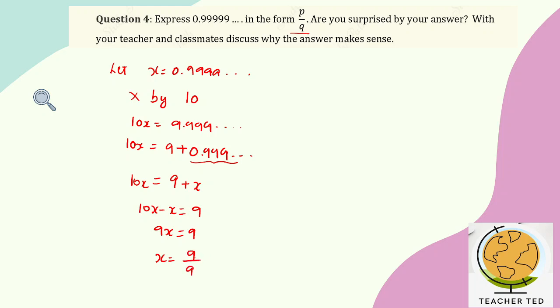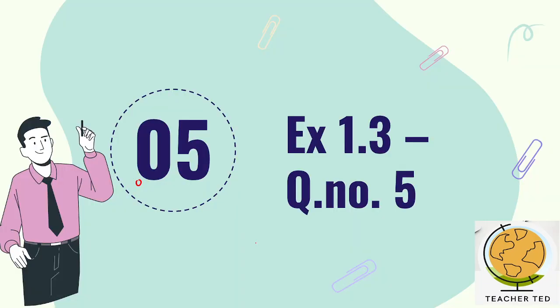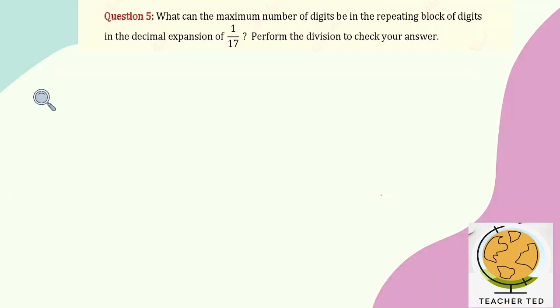So I think here you can see, are you surprised by the answer? Yes, because p and q both are 9 and the answer would be 1. So that makes sense that 0.9999 equals 1. So I hope all of you understood this problem. Let us take up the next one, that is exercise 1.3, question number 5.